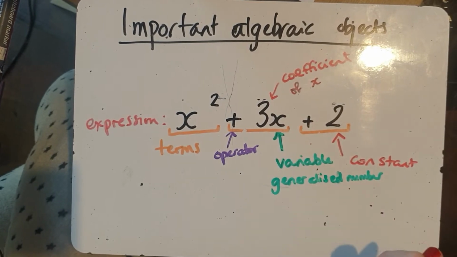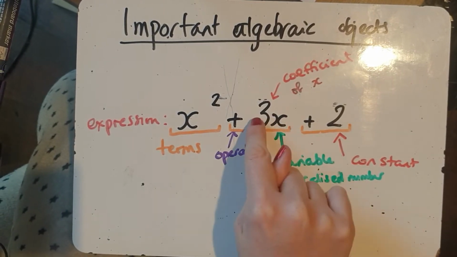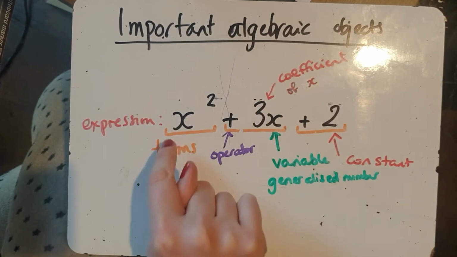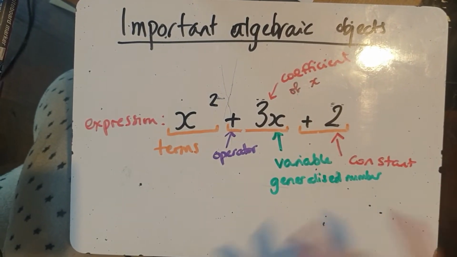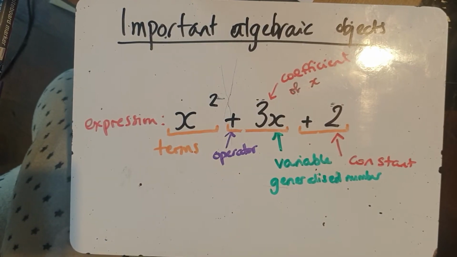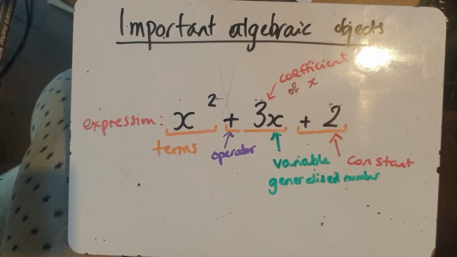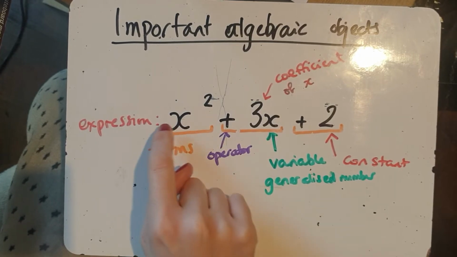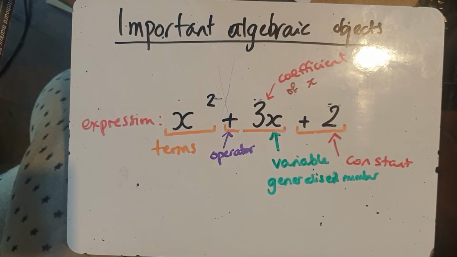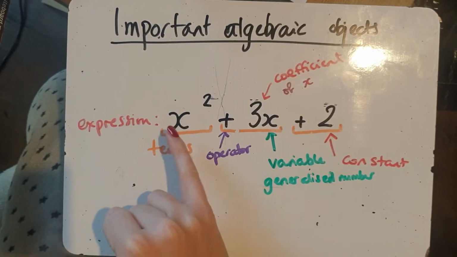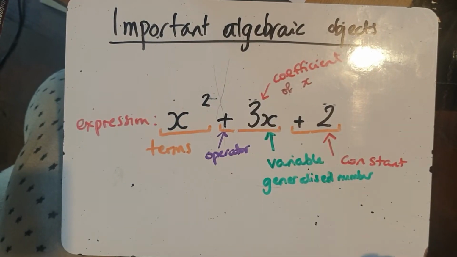x is a variable or generalized number. 3 is the coefficient of x. x squared does not have a coefficient. Well, I've said that wrong. What is the coefficient of x squared? The coefficient of x squared is 1, because when we have 1 times something in algebra, we just don't bother writing the 1. So x squared's coefficient is 1, but it is not there.